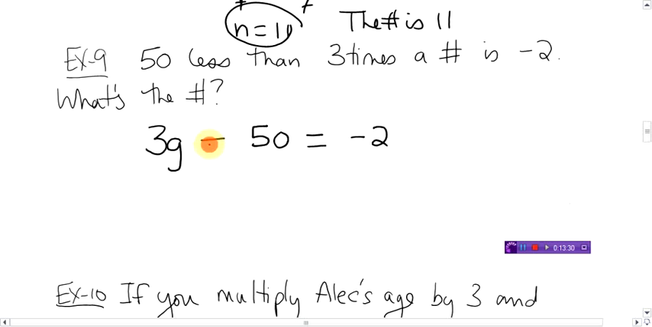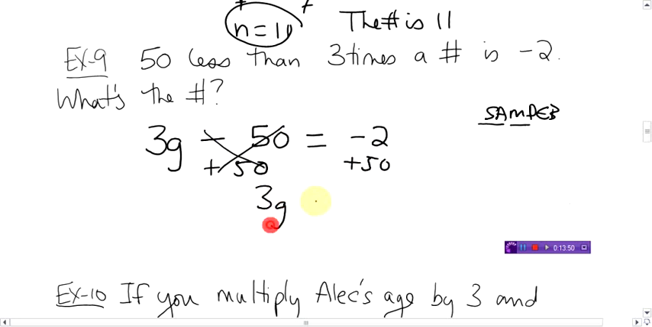The 3 is timesing it, the 50 is subtracting it, reverse BEDMAS. Remember reverse BEDMAS was SAMDEB. We do the adding, subtracting first, then the multiplying, dividing, if you forgot what I was talking about. We get rid of this negative 50 by adding 50. Do the same to the other side. The 50s are gone. You're left with just 3g. And this gives you 48.